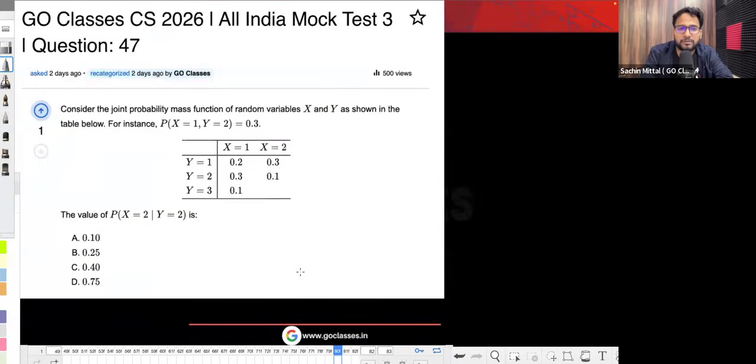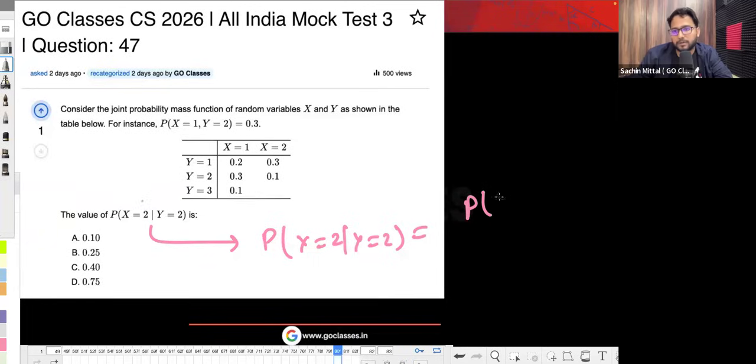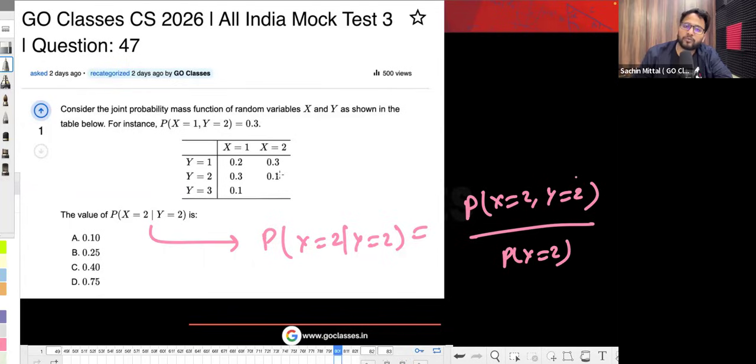Now let's move to this question. This was also a very easy question. Here they're asking about this conditional probability. This conditional probability is basically the probability of x equal to 2, y equal to 2 divided by the probability of y equal to 2. Here x equal to 2, y equal to 2 is a joint probability, and it is given here. This table is for the joint probability. So x equal to 2, y equal to 2 is 0.1, divided by the probability of y equal to 2.